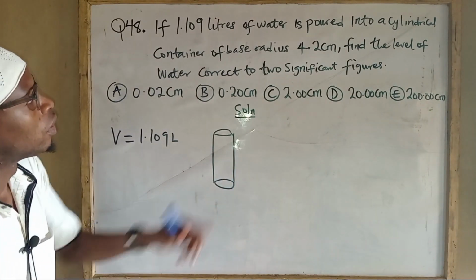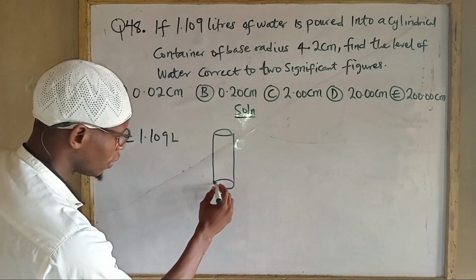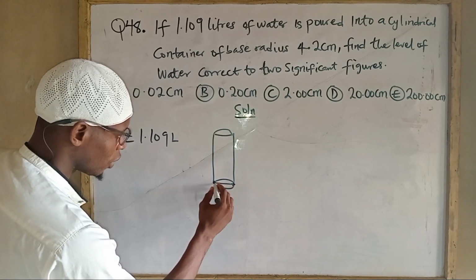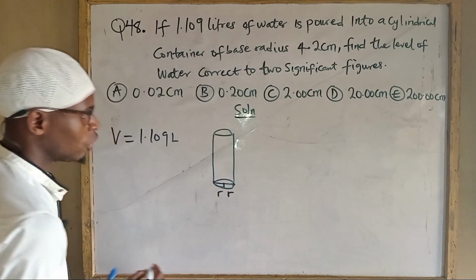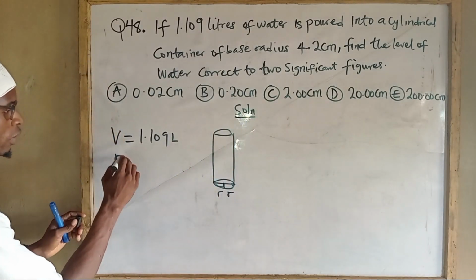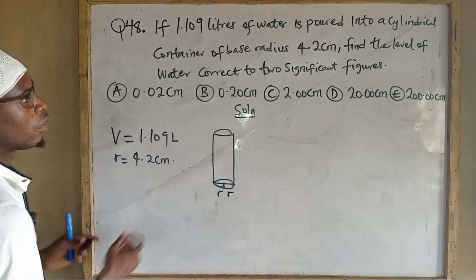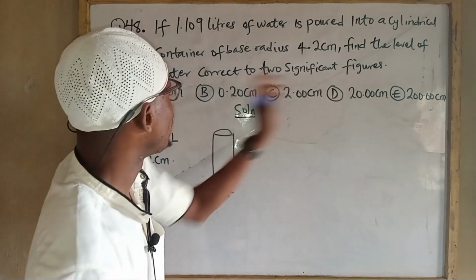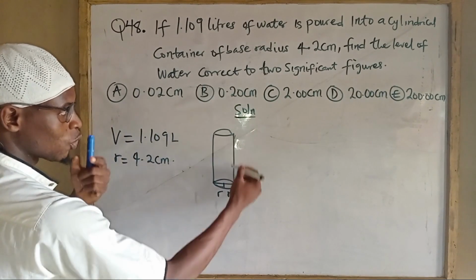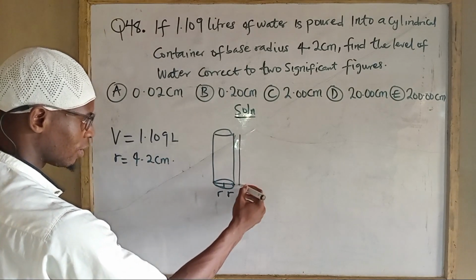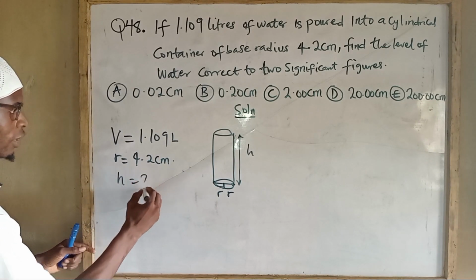Okay. Of base radius. So the radius of this cylinder, the whole of this one is the diameter, right, from here to here. So if you break this into two, this is going to be the radius and also radius. So the radius was given to be 4.2 centimeter. Okay, so we are asked to find the level of water correct to two significant figures. Level of water means the level of water inside that container. That means the height. We are looking for the height of that container. So the height is unknown.